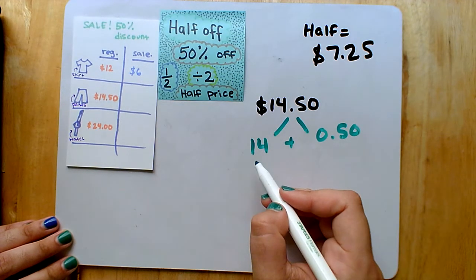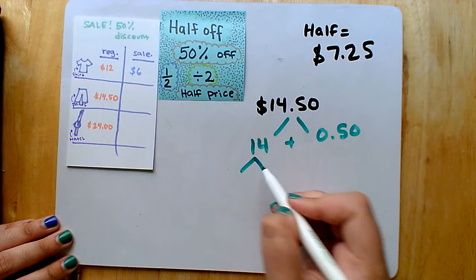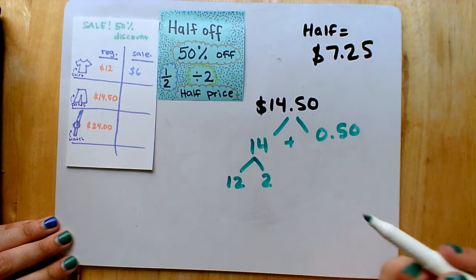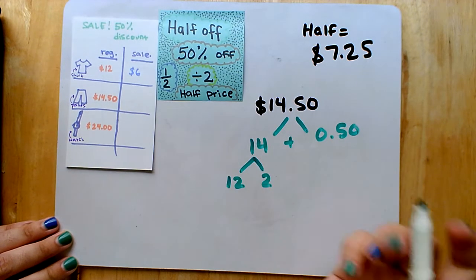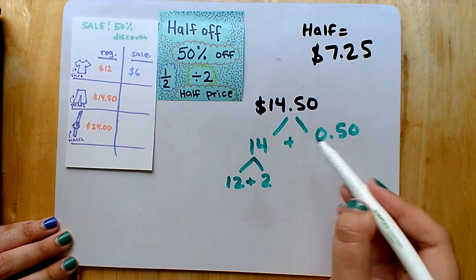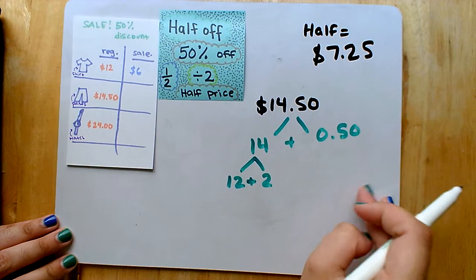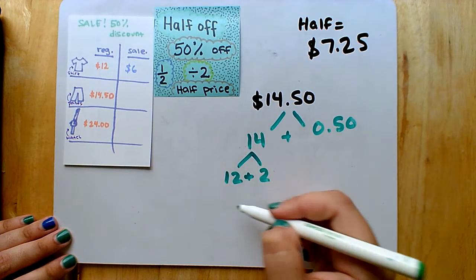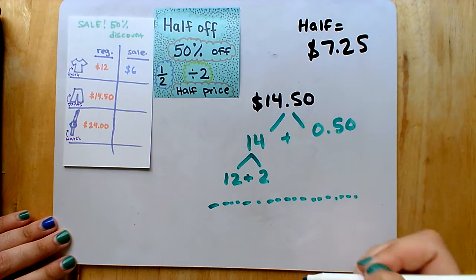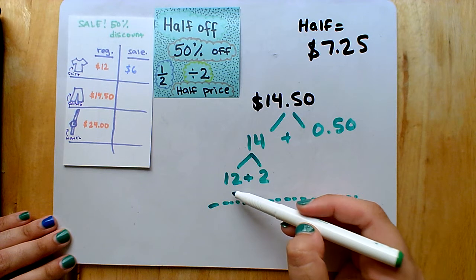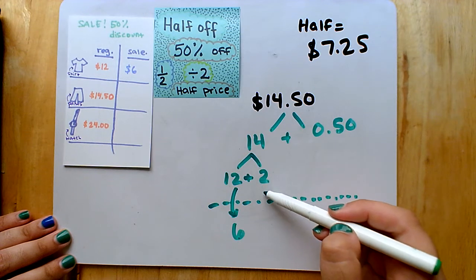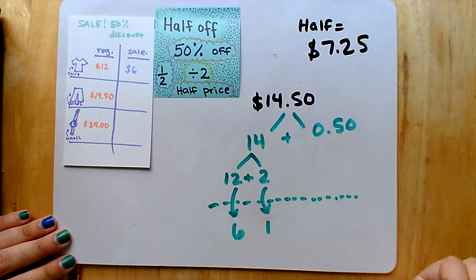Maybe I'm going to partition into 12 and 2 because we just solved half of 12, remember? And so I'm going to use that to help me save some work. 12 plus 2 is the same as 14. 14 plus 50 cents is the same as $14.50. Still the original price. I want to find half, and I'm going to do it with these smaller numbers. So, remember, I'm just going to draw this zone so that I know where I'm putting my halves. If I split 12 in half, I now know that each half is 6. If I split 2 in half, each half is 1. So far, just looking at the dollars, I have 6 plus 1, which is 7.